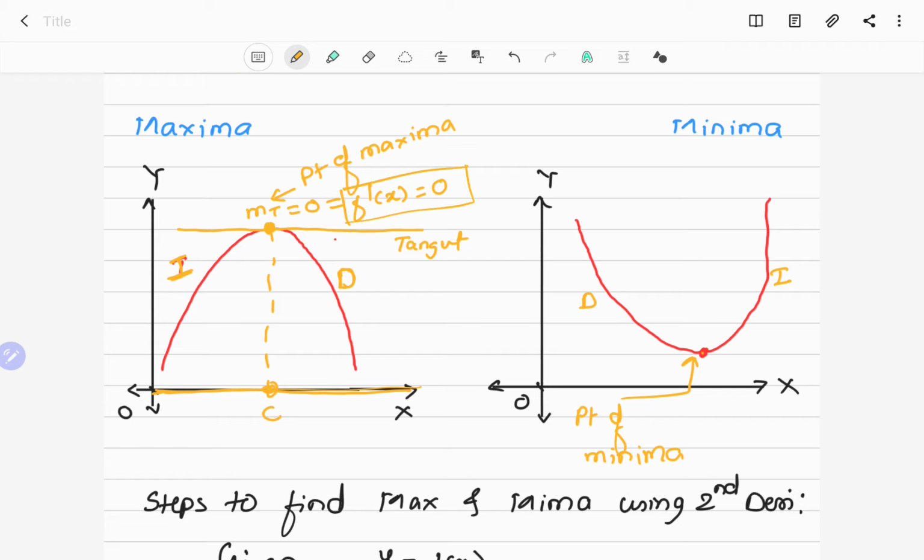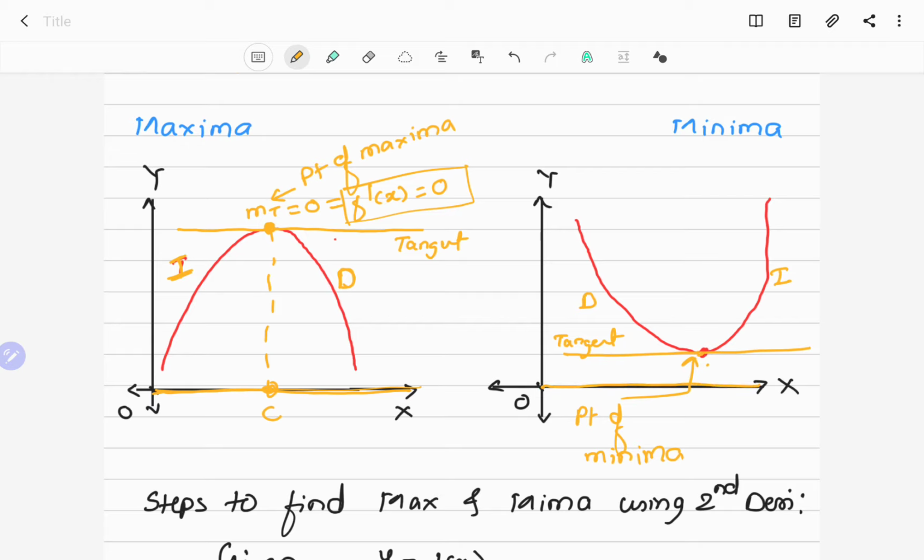Okay, so what about the minima case? If you observe, this is the point of minima, and if you draw a tangent at this minimum point, you will observe that the tangent is also parallel to the x-axis.